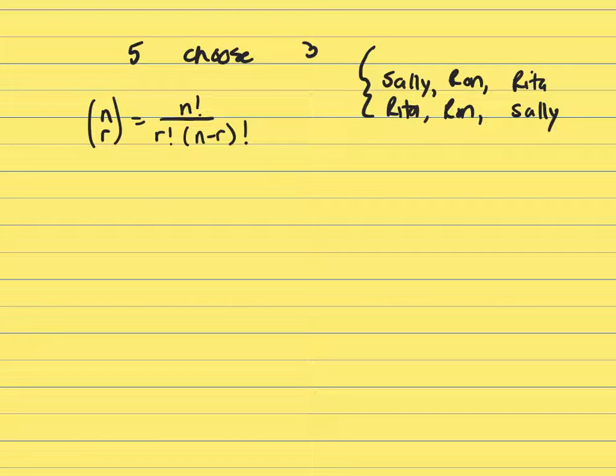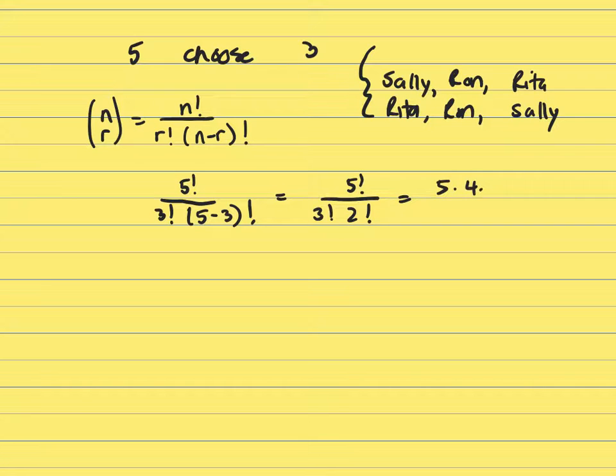And in this case, N choose R, I want to do 5 choose 3. That's going to be 5 factorial over 3 factorial times 5 minus 3 factorial. So that's 5 factorial over 3 factorial times 2 factorial. And factorial means like 5 factorial is 5 times 4 times 3 times 2 times 1. Or I could write that as 5 times 4 times 3 factorial.